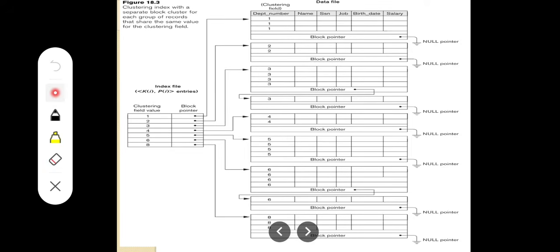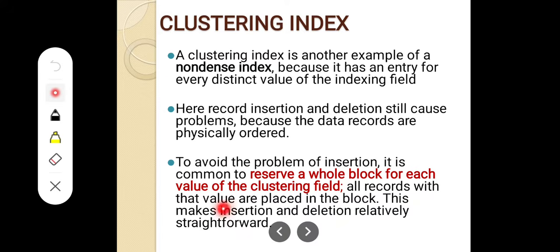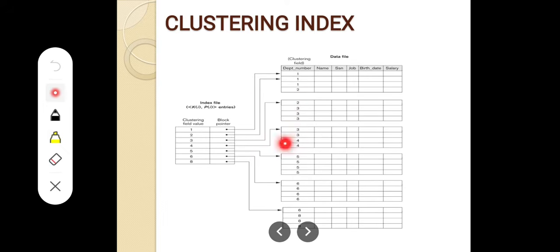If that block is not sufficient, we will take a new block and assign a block pointer to this new block. Okay, all records with that value are placed in the block. This makes insertion and deletion relatively straightforward. Okay, so by making this modification, it will be easier. Okay, so this is the concept of clustering index. So this is the basic clustering index figure, and this is the advanced one. Okay, modified one. Clear?